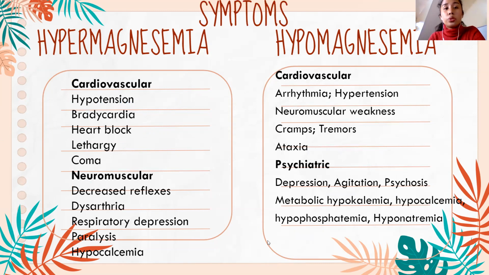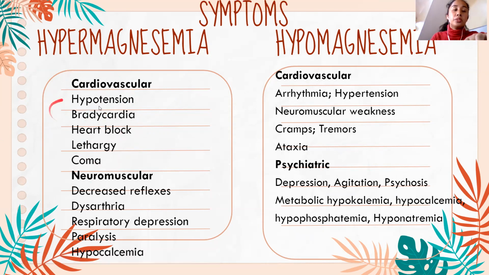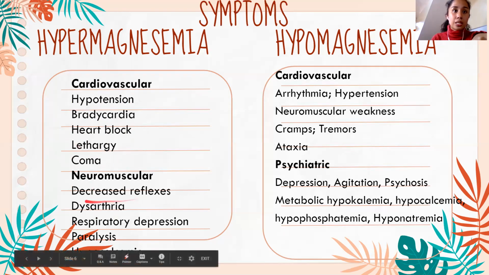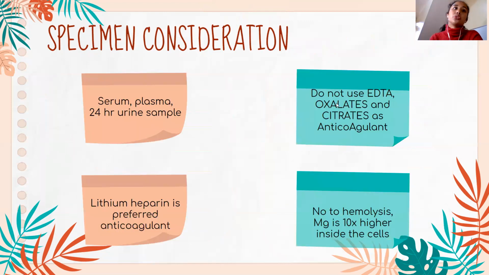So class, I just want to show you the different symptoms, how severe it gets when there is hypermagnesemia. It can affect your heart in hypermagnesemia. It can slow down your heart beating, lethargy, coma, class. Hypotension, decreased neuromuscular reflexes, dysarthria. We have hypomagnesemia: arrhythmia, hypertension, ataxia, weakness, cramps. Psychiatric too in hypomagnesemia: depression, agitation, psychosis, and so on.